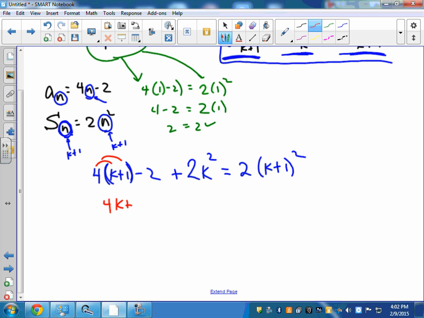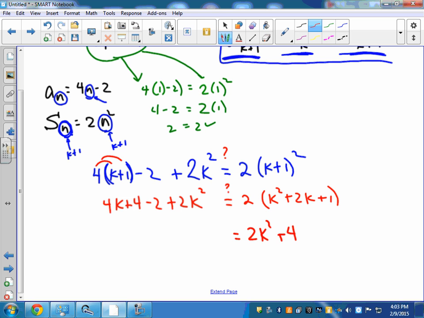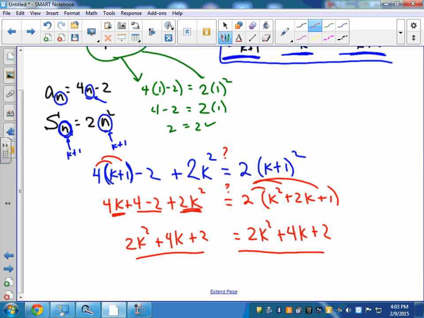4k plus 4 minus 2 plus 2k squared is supposed to be, I suppose I should have a question mark there, 2 times k squared plus 2k plus 1, expanding the binomial. The right side, 2k squared plus 4k plus 2, right? Just distributing. And the left side, if I just rearrange, I have my 2k squares, there's my 4k's, and 4 minus 2 is 2. And these do match exactly, so I'm done.